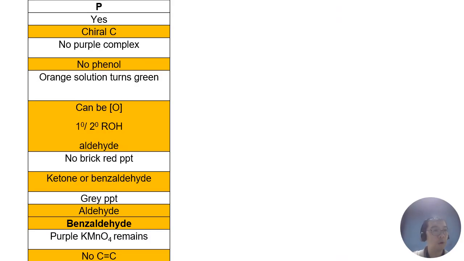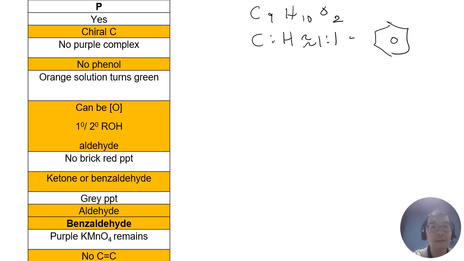Now let me bring you through how to solve for the structure for P. So let's keep in mind this P has this molecular formula C9H10O2, and because the CH ratio is approximately 1:1, most likely we know there might be a benzene ring that is present based on the CH ratio that is 1:1. Okay, so the most important clue that I have shown you on the left is there must be a benzaldehyde because it gives a gray PPT with Tollens reagent, which means that aldehyde is present.